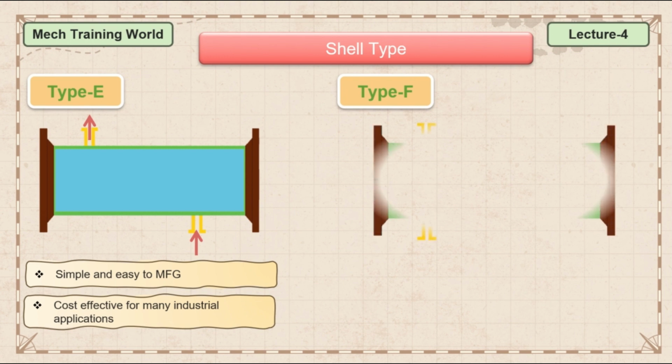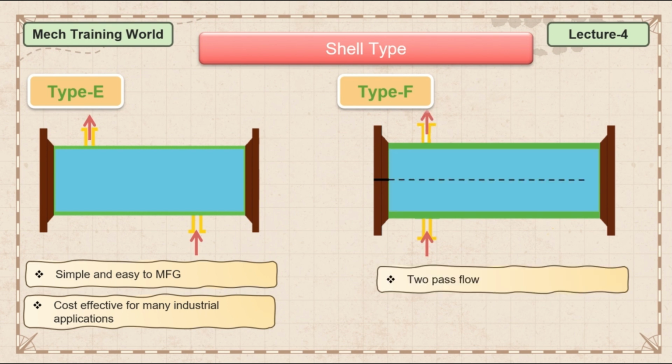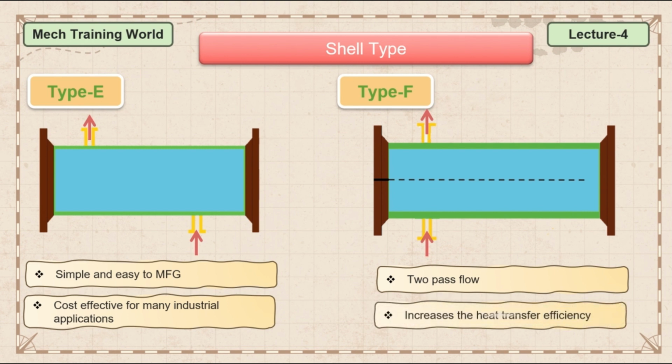It is similar to type E, but here you can observe the flow is split into two. So here the fluid passes two times, guys. Firstly the fluid enters through the inlet nozzle. The fluid passes two times in the shell. So that's why we call this a two pass flow. And finally it will exit through the outlet nozzle, guys. Due to two pass flow, it has high heat transfer efficiency, guys. So this is the advantage of type F.